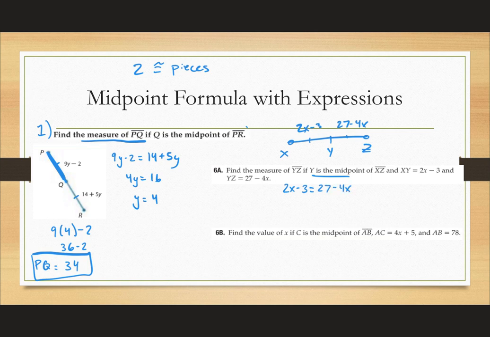And there we have x is equal to 5. But reading the question, we want the measure of YZ. So we're going to plug in, and I have 27 minus 4 times 5. 27 minus 20. YZ is going to be equal to 7.